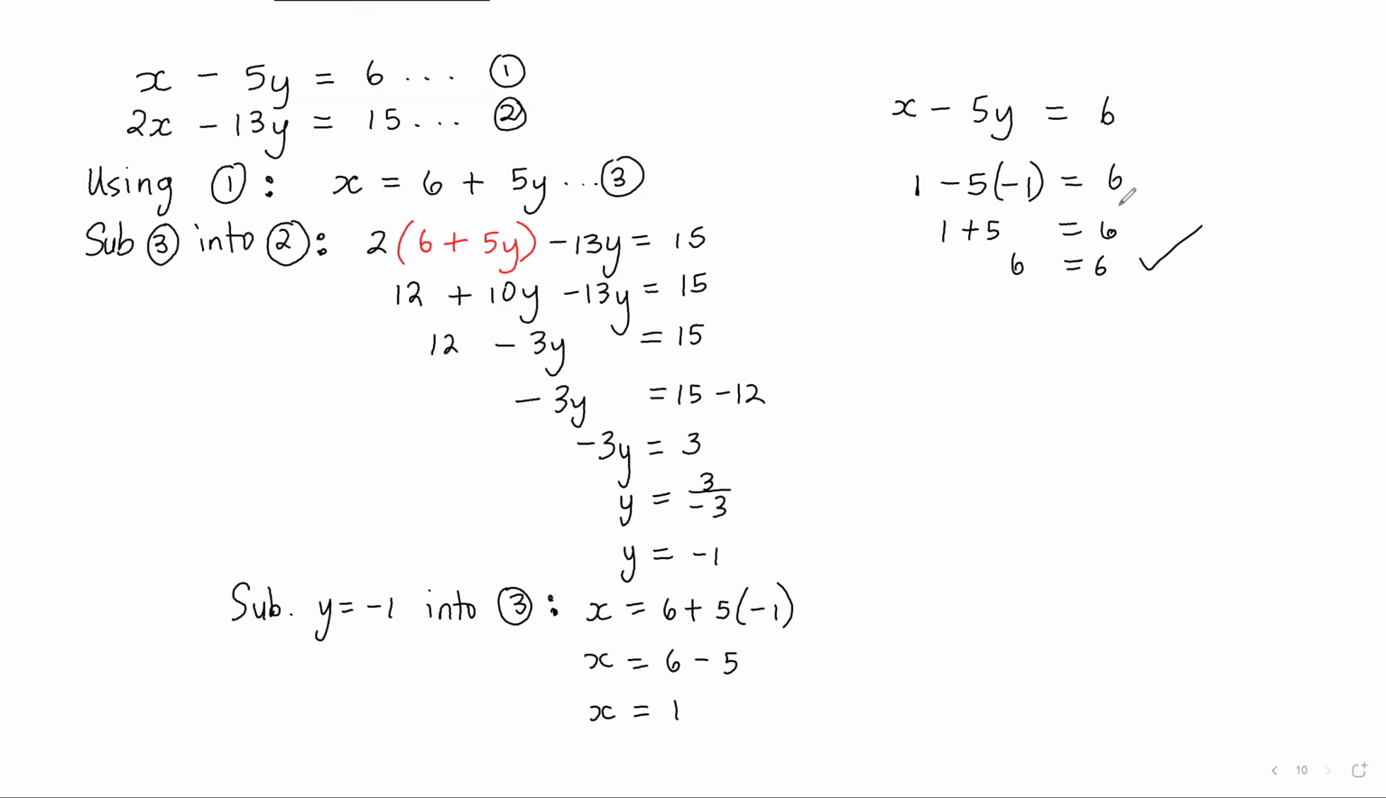We need to still check it in equation 2. 2x minus 13y is equal to 15, right? So I would need the left-hand side to also be equal to 15.